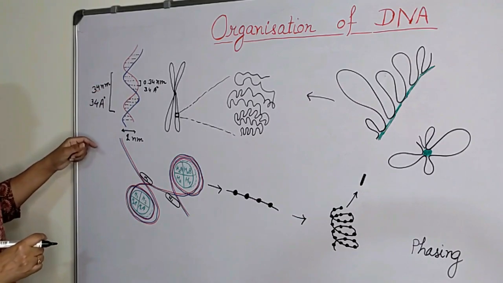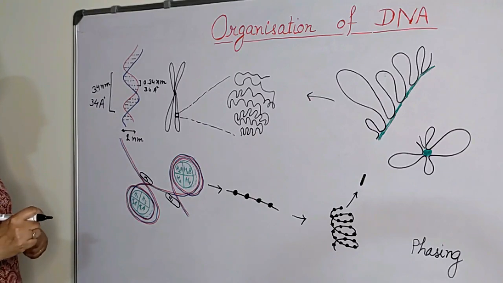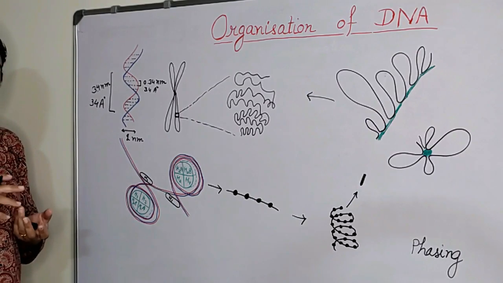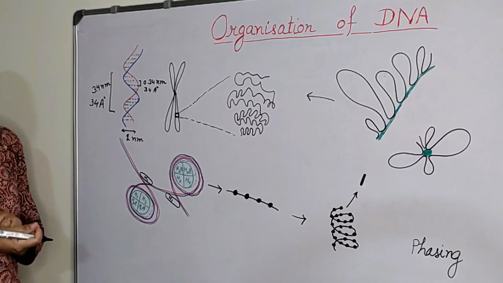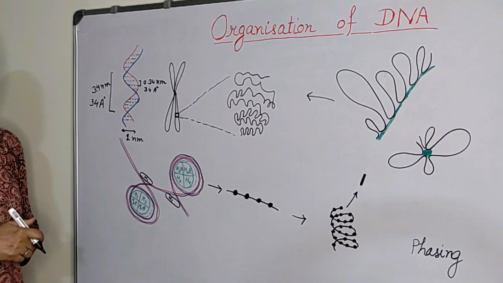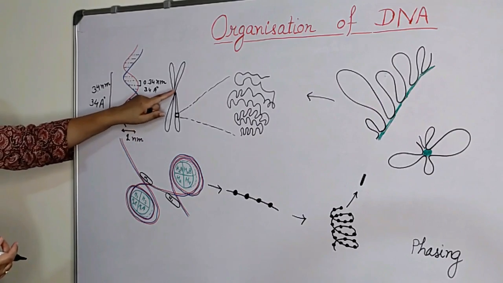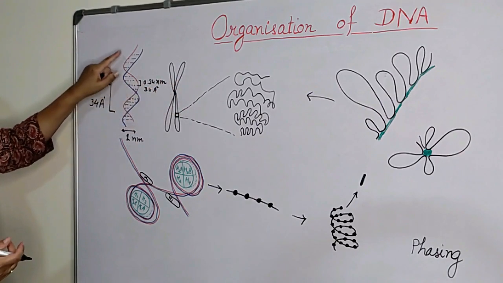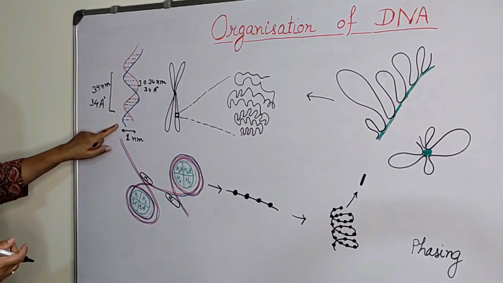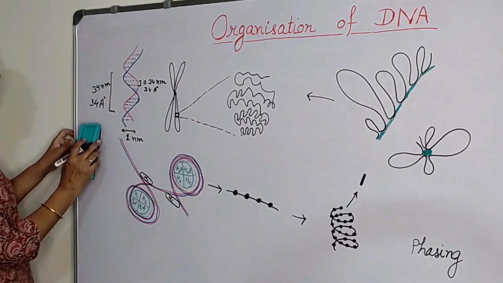So what happens if we put the linear molecule of DNA inside a nucleus? Then that molecule can get tangled within itself, and it will be very difficult for the synthesis of RNA, that is transcription, and replication also, and so many other things. So we have to make compact chromosomes from this linear molecule of DNA. So how does all this happen? Let's see.